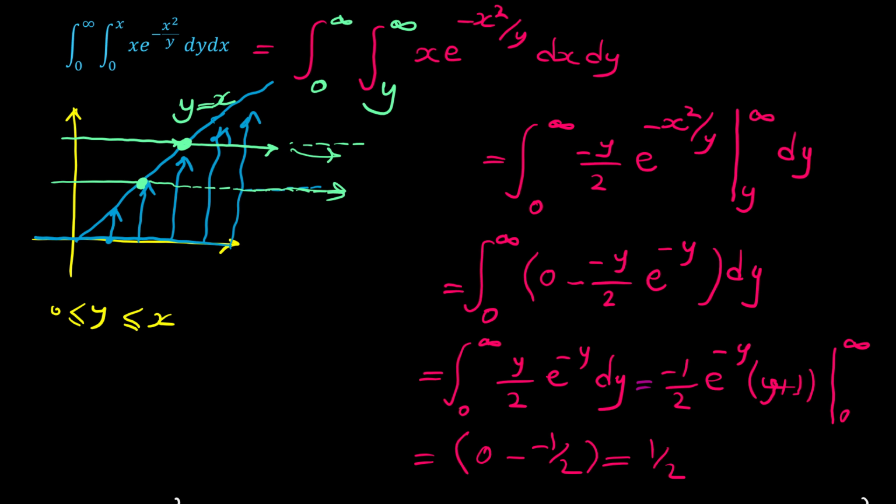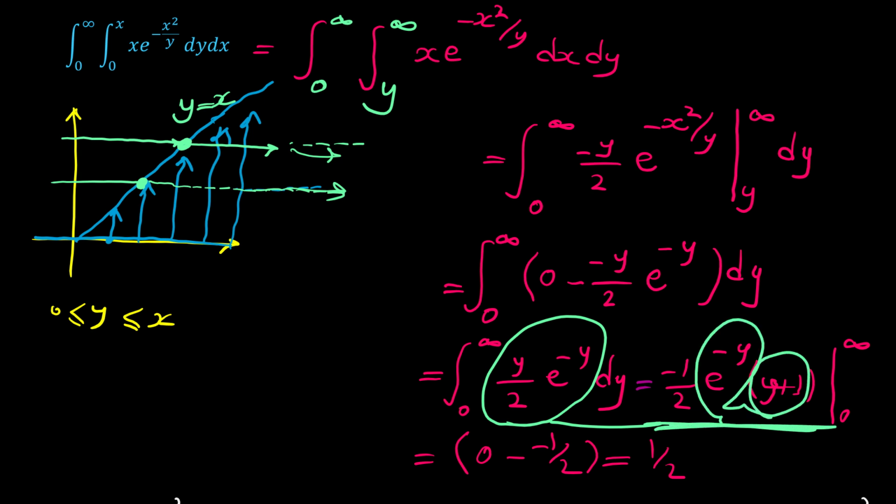The other thing that I have to show you is that the integral of y over 2 e to the negative y is negative 1/2 e to the negative y times y plus 1.